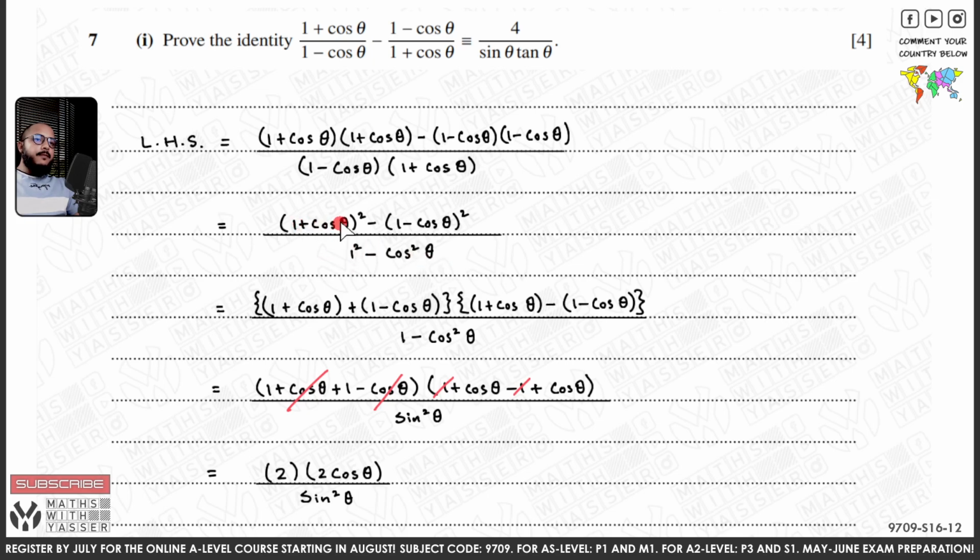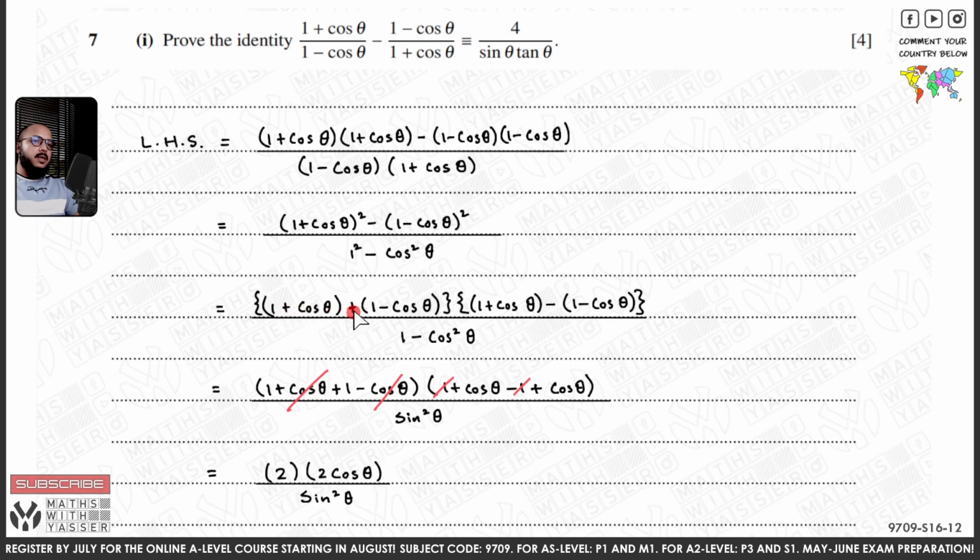Now, the formula that we have used to understand that 1 minus cos theta and 1 plus cos theta can be written as 1 squared minus cos squared theta. So the formula was what? A squared minus b squared is a minus b, a plus b. Similarly, if you look closely, in the numerator we have something squared minus something squared. So this can also be written as, let's consider this whole thing to be a and this whole thing to be b. So this is a squared minus b squared. So it will be a plus b.